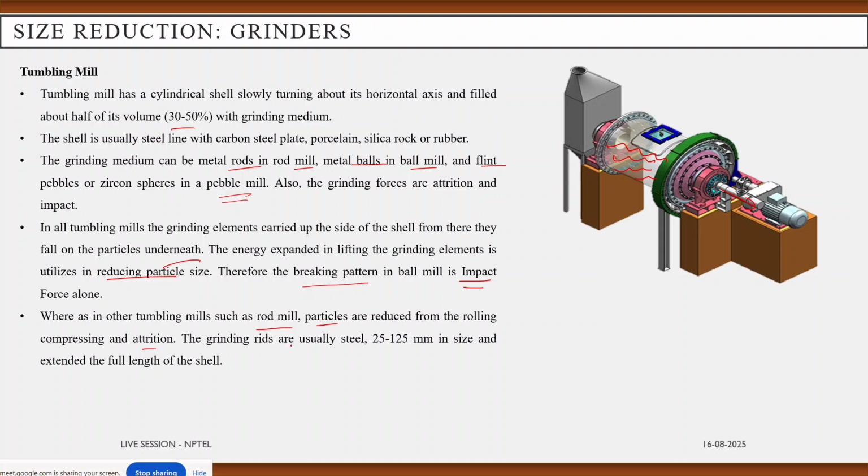The grinding rods are usually steel and 25 to 125 millimeters in size, and they extend the full length of the shell. So these rod mills are intermediate grinders, reducing 20 feet size to 10 mesh screen size products.